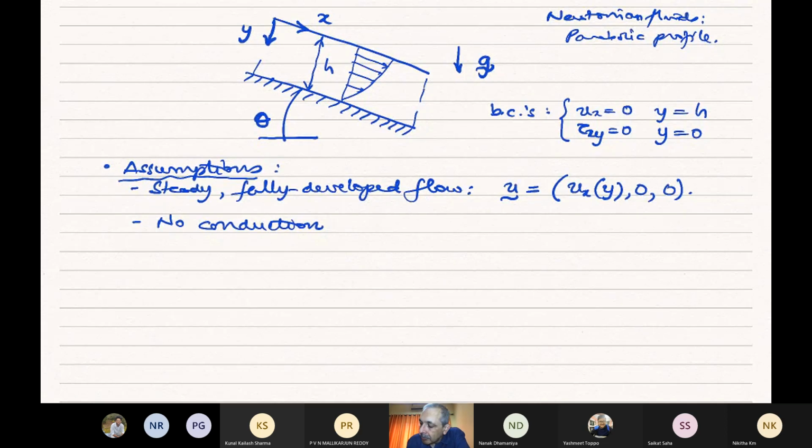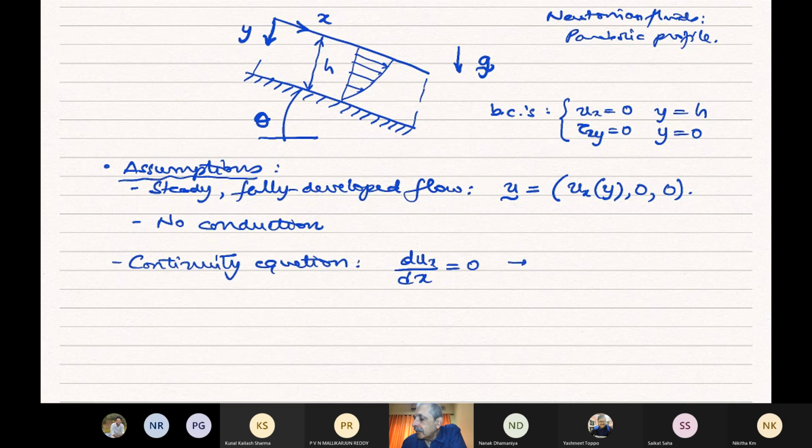from the continuity equation, we'll see that all the terms are 0 except dux by dx, because uz and uy are 0. So the continuity equation just becomes dux by dx. And this one you can say is satisfied, since ux depends only on y, so the continuity equation is satisfied.